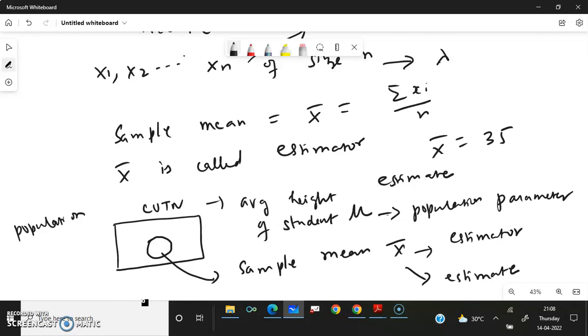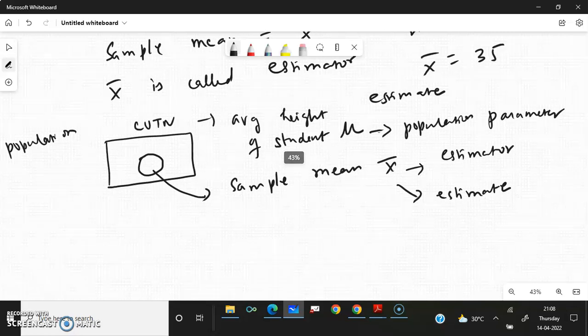X bar will have some particular value, and that is known as the estimate. For example, suppose I am getting x bar equal to 168 centimeters. That is nothing but the estimate of my population parameter. What is my population parameter? The average height of the students. Now we'll go to the next topic.